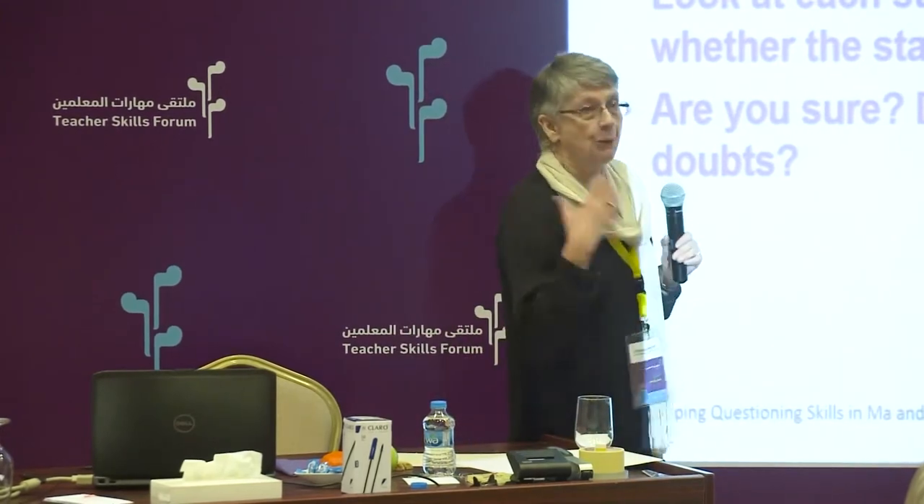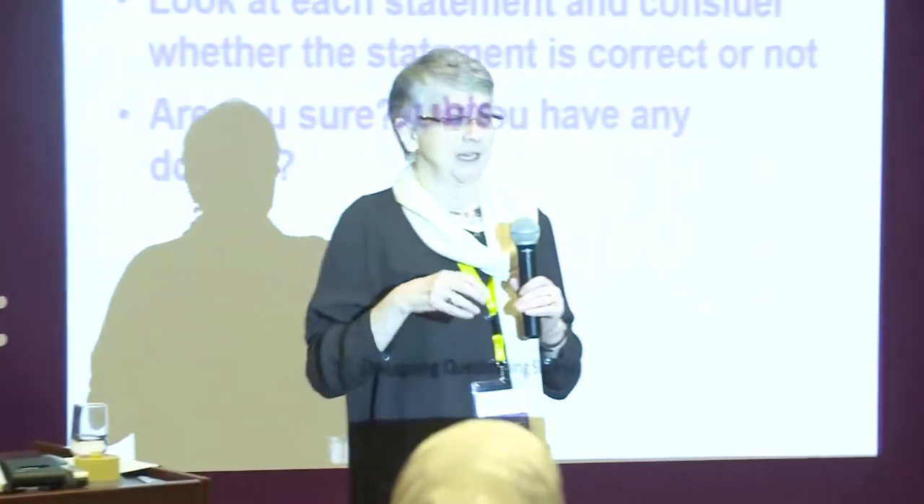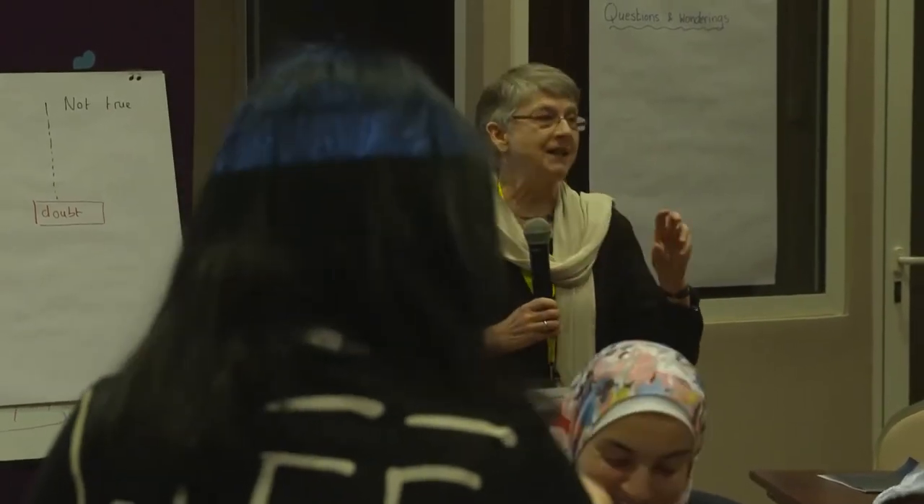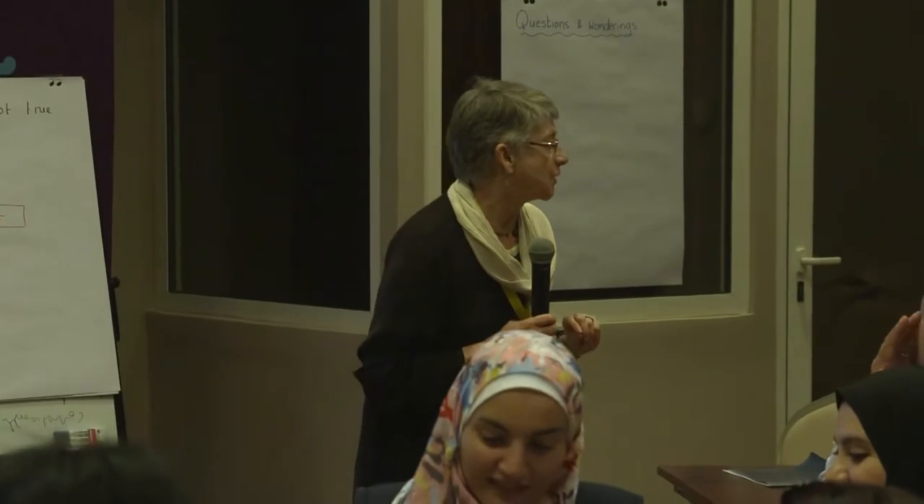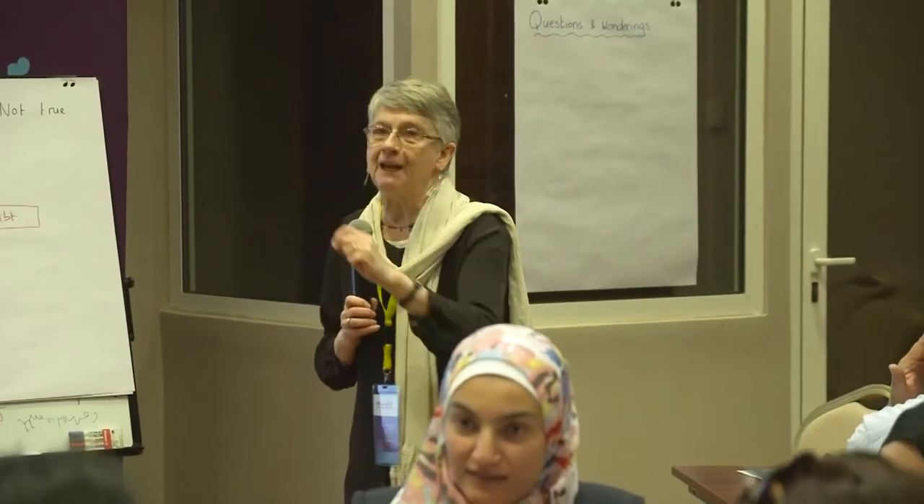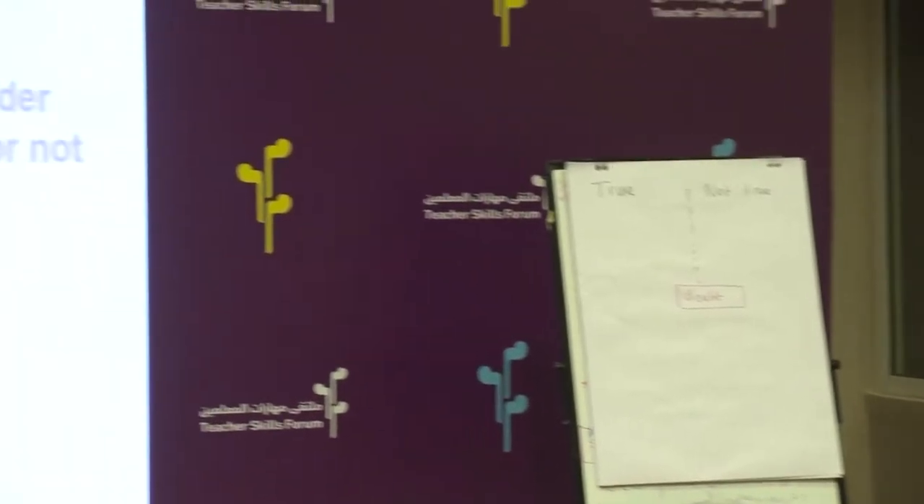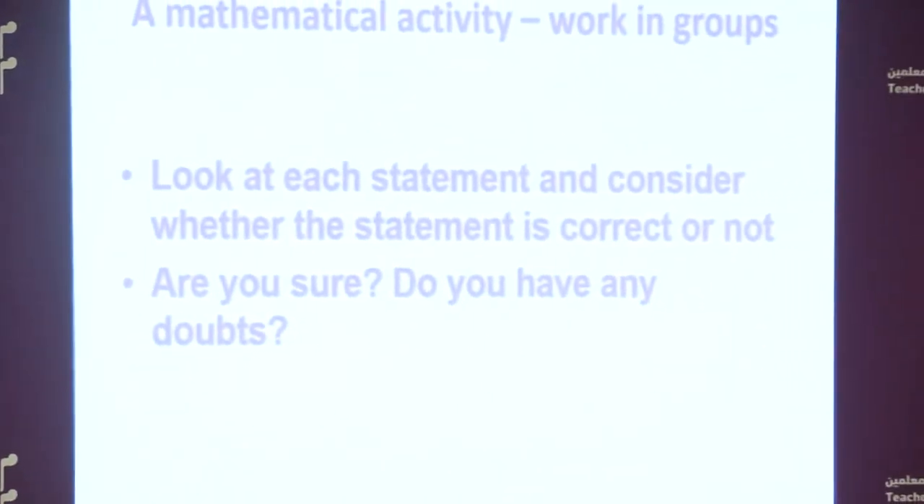And I try to talk as little as possible and get you to do things. So, on your table, there should be one or two envelopes. Somebody open the envelope, and there's a set of statements in the envelope. You look at the statements. They're about mathematics, but they're questions that scientists will need to know as well. And in pairs, you pick up a statement, and you consider whether the statement is correct or not. And are you sure? Do you have any doubts?